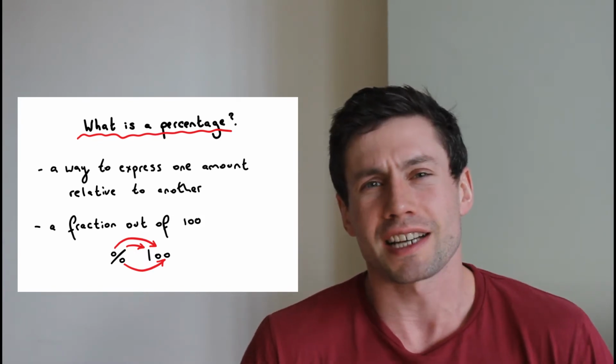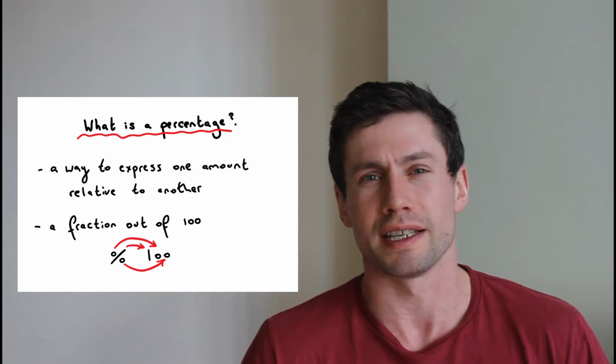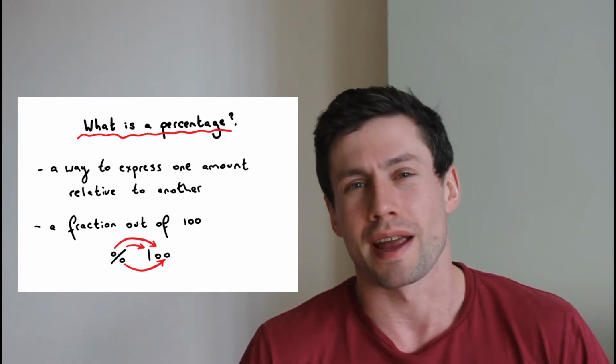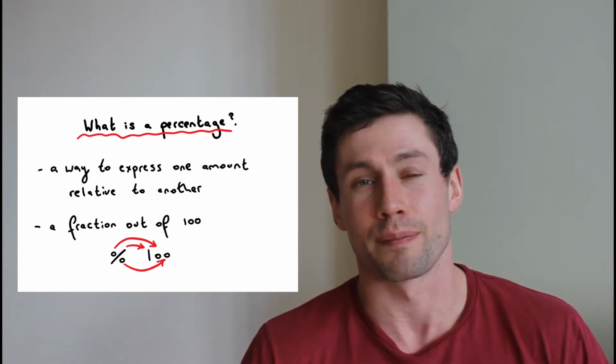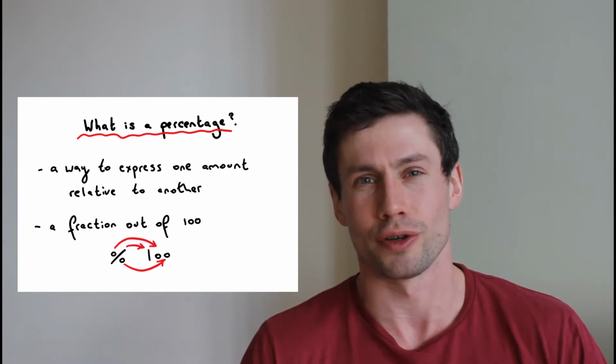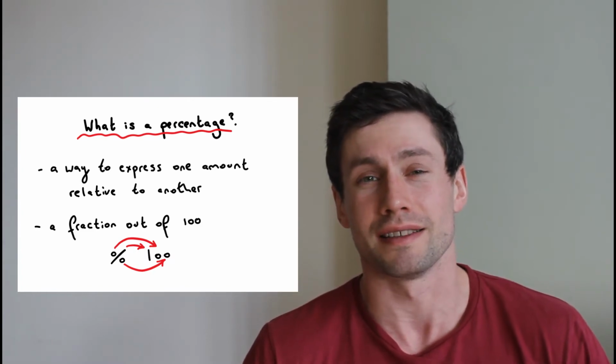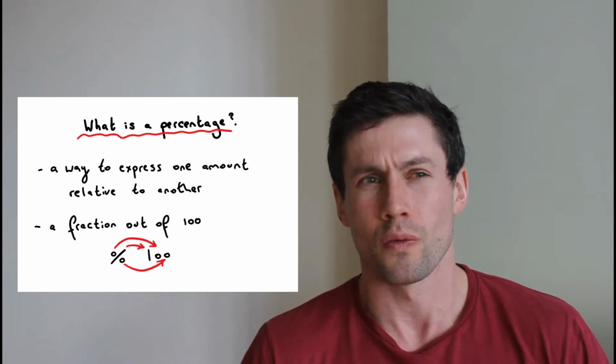A percentage is actually just a fraction where the denominator is 100. If you rearrange the three symbols that make up the percentage sign, the dash and the two rings, that is the number 100. We as humans have chosen this number 100, and it's arbitrary.